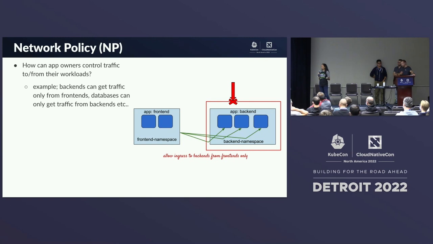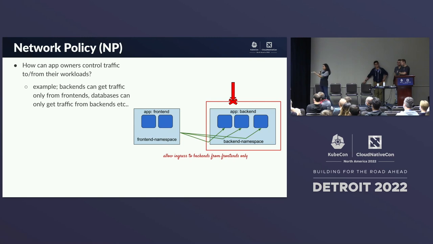So you can specify constructs like, I want my backend pods to be reachable only from my frontend pods, or I want my databases to be reachable only from my backend pods. So it really allows the app owners to define how they want their multi-tiered apps communication to look like. It can also be for security reasons, or for enforcing different levels of policies on your apps. So it's mainly developed for app owners.